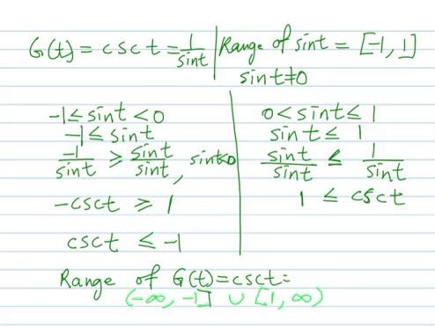We combine them together, then the range of g of t equals cosecant of t is from -infinity all the way to -1, including the endpoint -1, union from 1, including the endpoint 1, all the way to infinity.